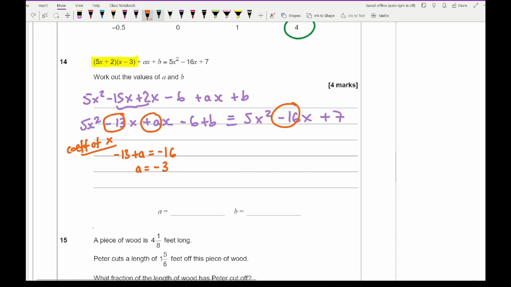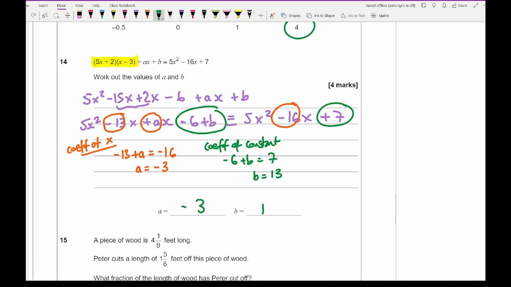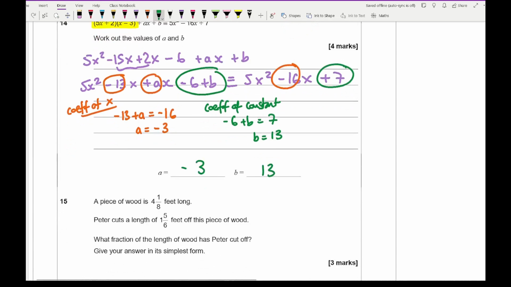Then if I look at the coefficient of the constant, then I've got minus 6 plus b on the left hand side, and I've got 7 on the other side, which means that b equals 13. So my answer I should have is a equals minus 3 and b equals positive 13.